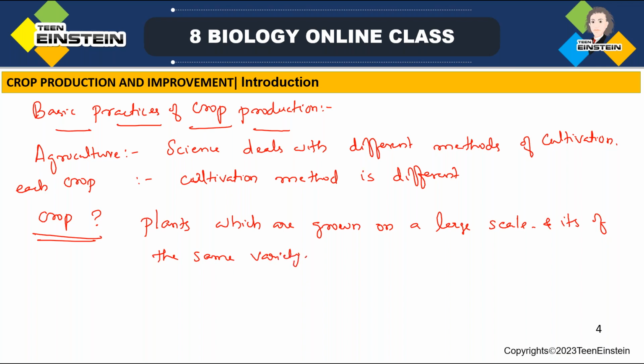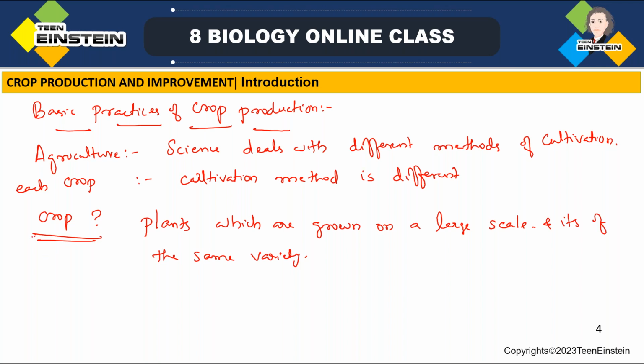Okay, so large scale production. What do you mean by crop? Crops are plants that are grown on a large scale. Crops we are growing on a large scale, and that is also from the same variety. Same variety we are growing on a large scale. That is called a crop.